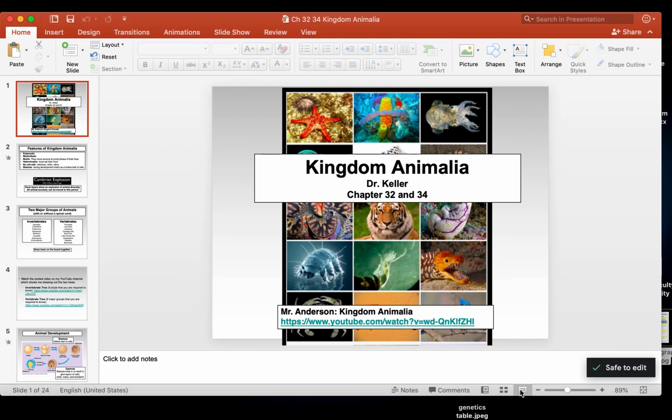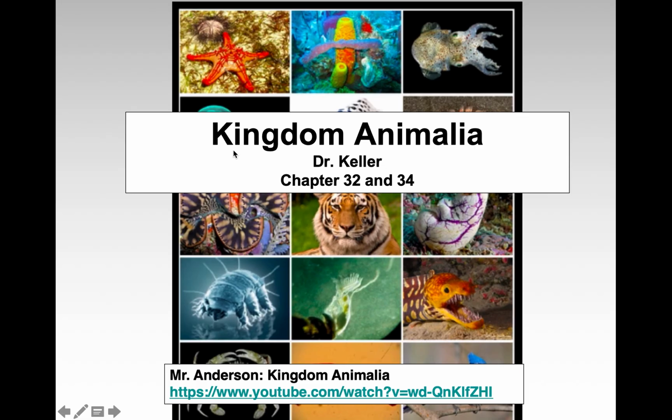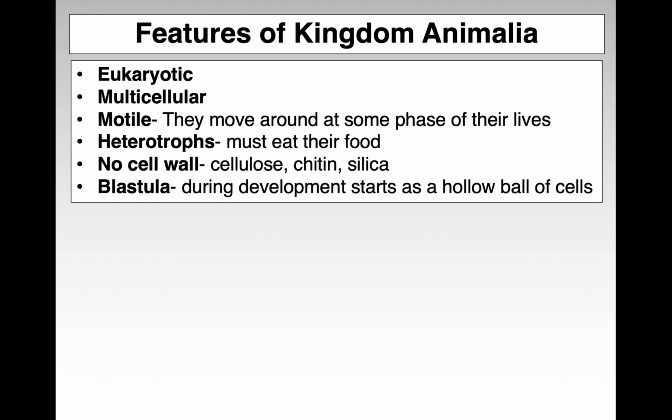Kingdom Animalia. Remember, the kingdoms are protists, plants, animals, fungi. Am I forgetting any? That's it. Okay, so we were talking about kingdom Animalia.